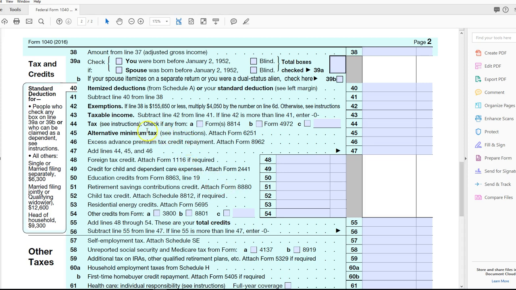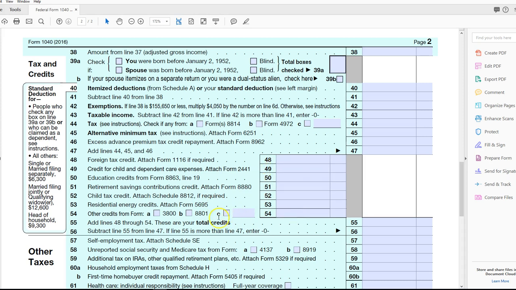And then we can look at different types of credits. These credits will reduce the amount of tax that is due. So the tax is based on taxable income, but then down below, we could have a foreign tax credit. If you lived in a foreign country and paid some taxes there, you can deduct every dollar of that. We have credits for child and dependent care expenses. We'll explore that. We have education credits. We will explore that. Retirement savings contributions credit, child tax credit, residential energy credits. These are credits for if you put solar panels on your roof.